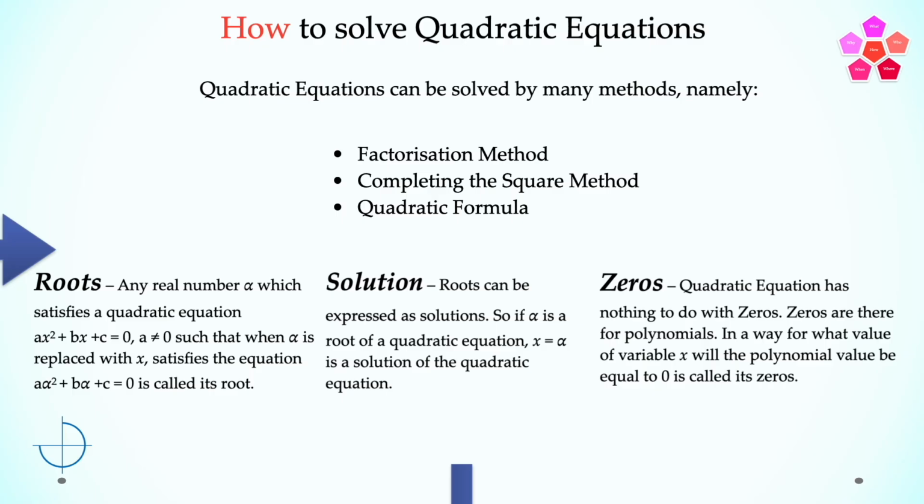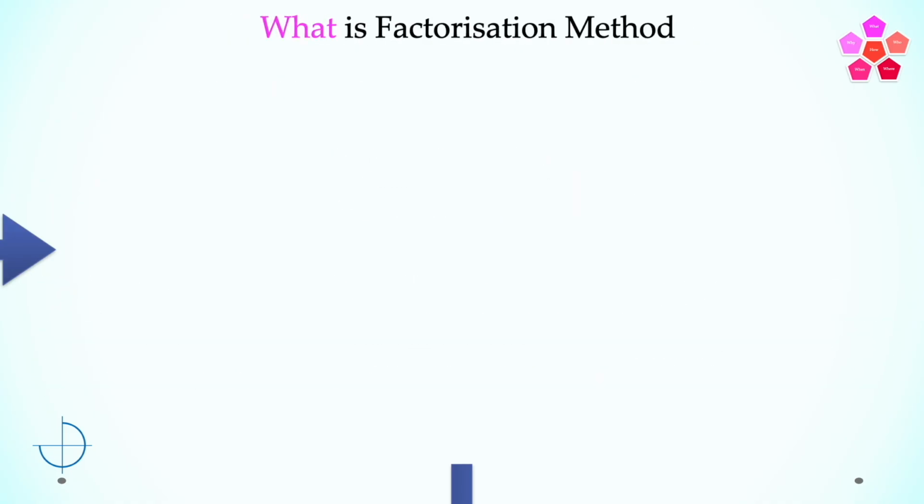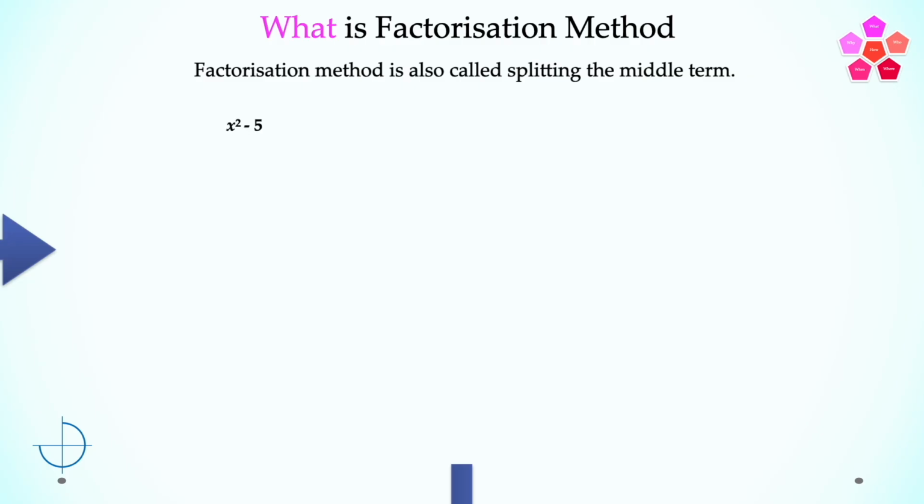So let's start our journey of how to solve quadratic equations with the factorization method. Factorization method is also called splitting the middle term. It is best understood with an example. So let's say we have a quadratic equation x squared minus 5x plus 6 is equal to 0. So we split the middle term and we have x squared minus 2x minus 3x plus 6 is equal to 0.